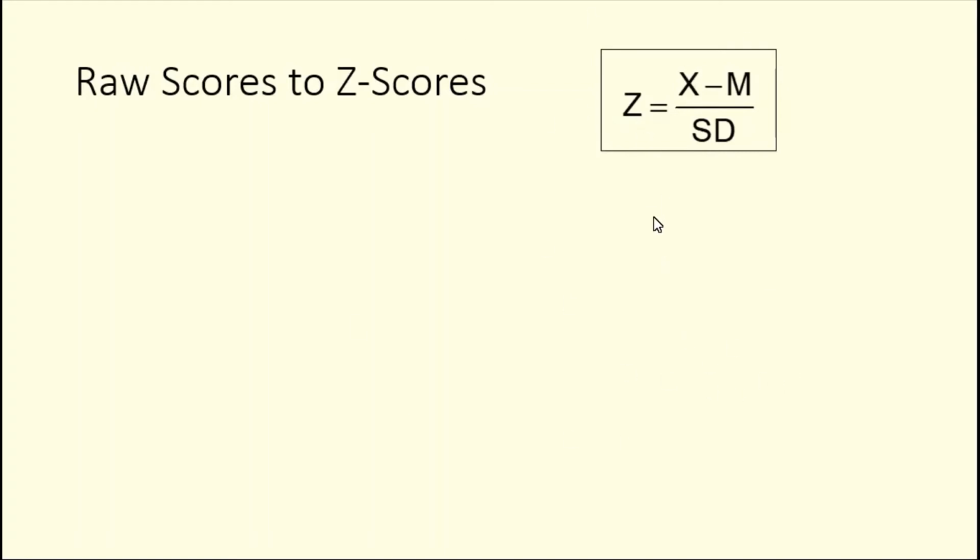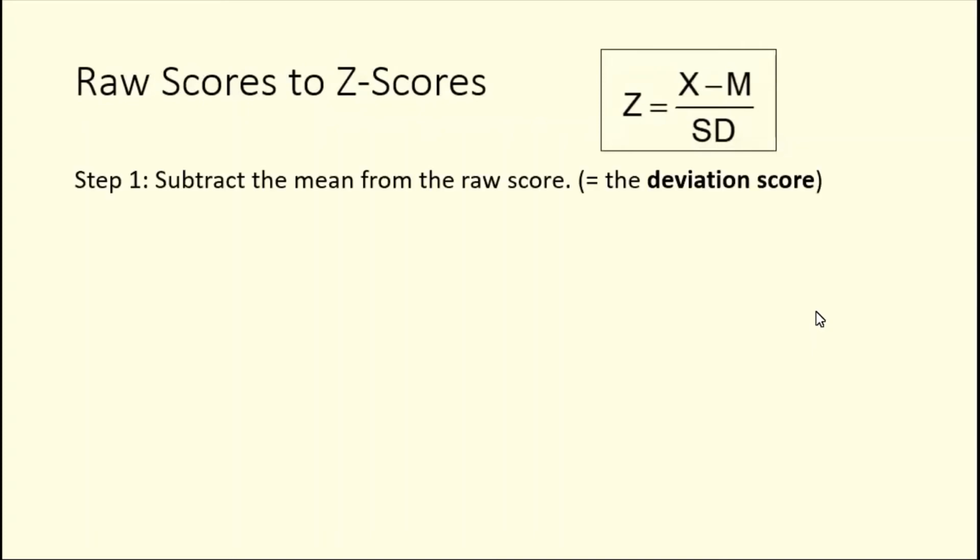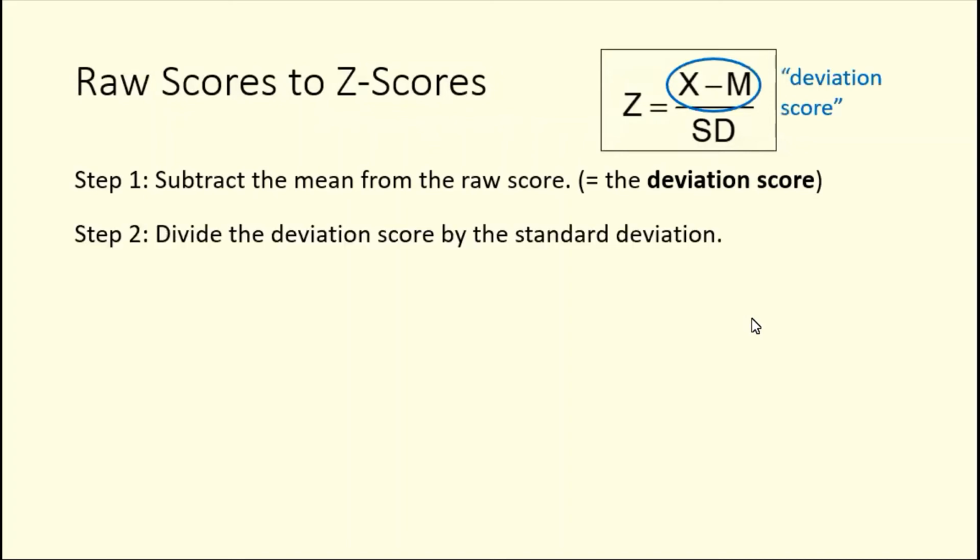So this is the formula that we're going to use: z equals x minus m over sd. This is going to be our raw score, x, minus the mean of the distribution, divided by the standard deviation of the distribution. The first thing we're going to do is subtract the mean from the raw score. This gives us what we call a deviation score, that x minus m part. The next thing we're going to do is divide the deviation score by the standard deviation.